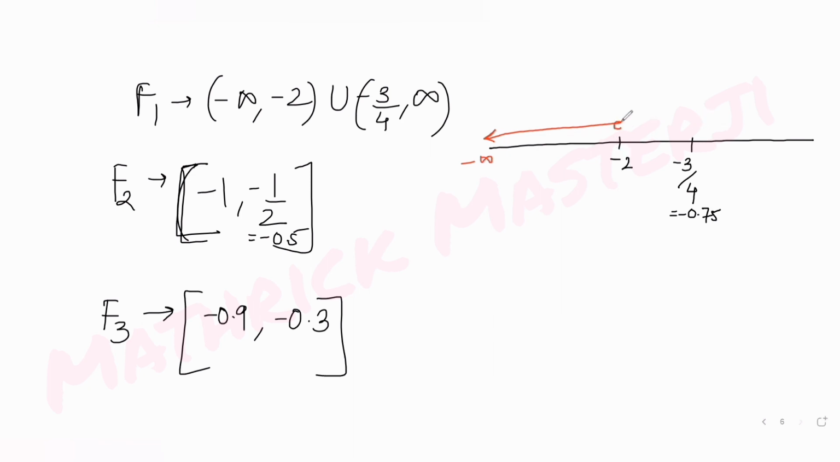So I will draw here a hole like this. And here also it goes from between minus 3 over 4, so the value is greater than minus 3 over 4 till infinity. So again, a hole here. This is your first part of the function.